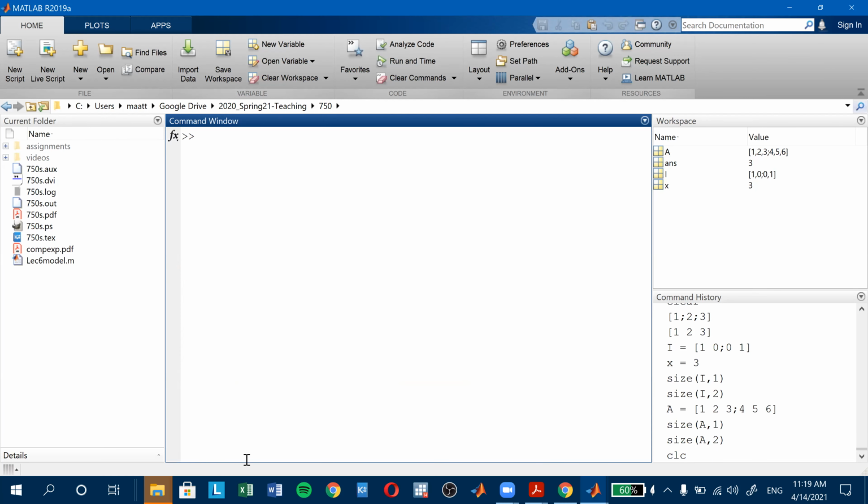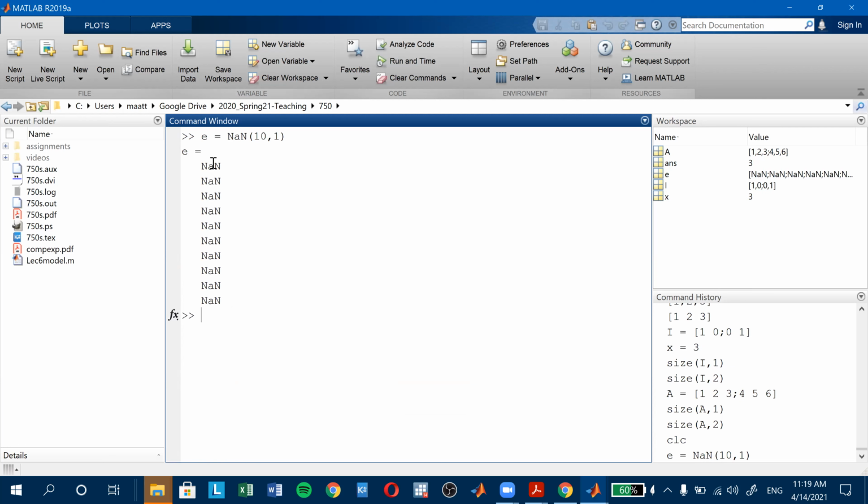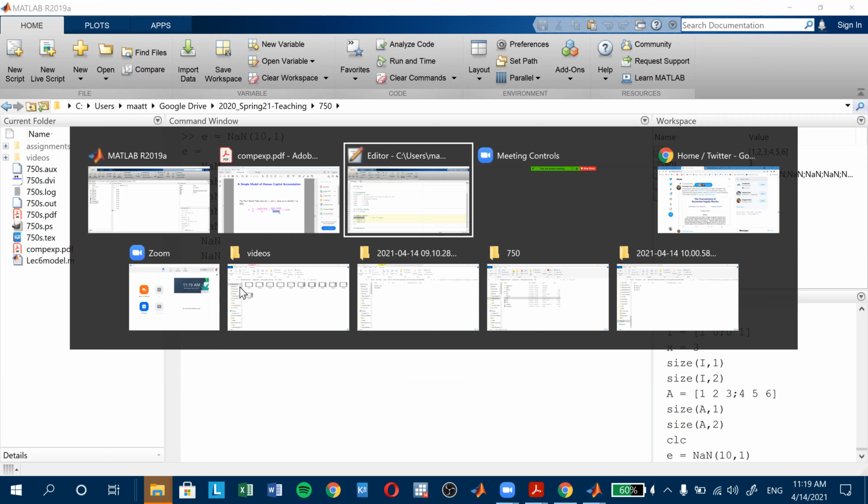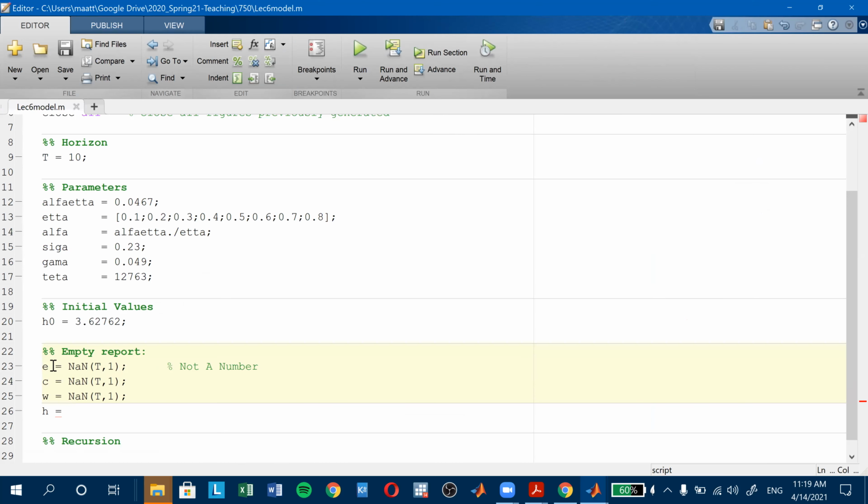Now, what I do here by creating an empty report is creating the entire time series of education expenditure, but as an empty report. So here I create the education variable for the model horizon of 10 periods, and it is a column vector. The first element is the number of rows, the second element is the number of columns. I do this for each and every variable.